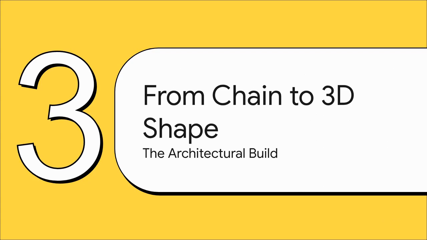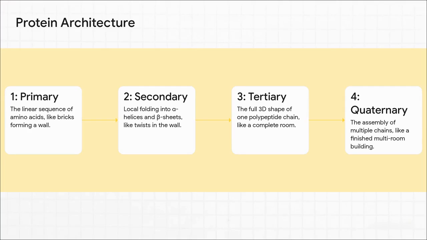Okay, so we've got our bricks, and we've sorted them. Now for the really cool part. How do we get from a simple string of amino acids to a fully formed three-dimensional machine? This is where biology's architectural genius really shines. It all happens in 4 levels.